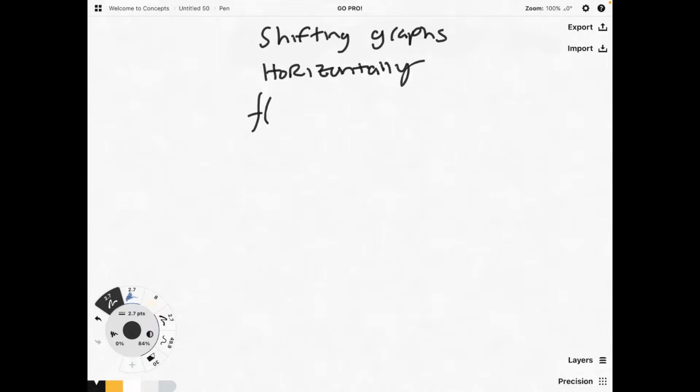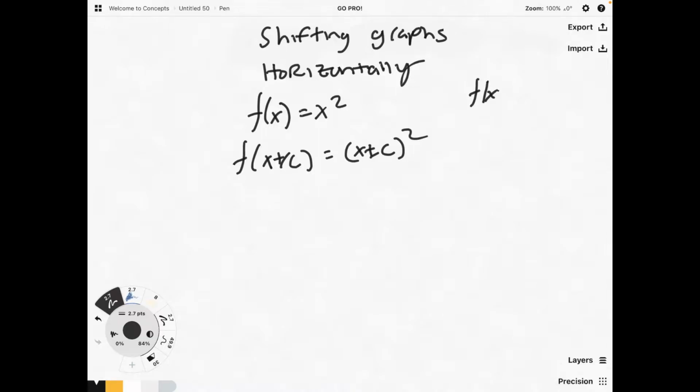So if you have your function f of x equals, let's say, x squared, and we want to shift to the left or to the right, all we need to do is plug in a value x plus or minus that constant into this equation, which would form (x plus or minus c) squared. This is different than if we were to have the function f of x equals x squared plus c, because this would move the graph vertically up and down. However, for horizontal shifts, we need to actually focus on that x value itself within the function versus outside of the function.